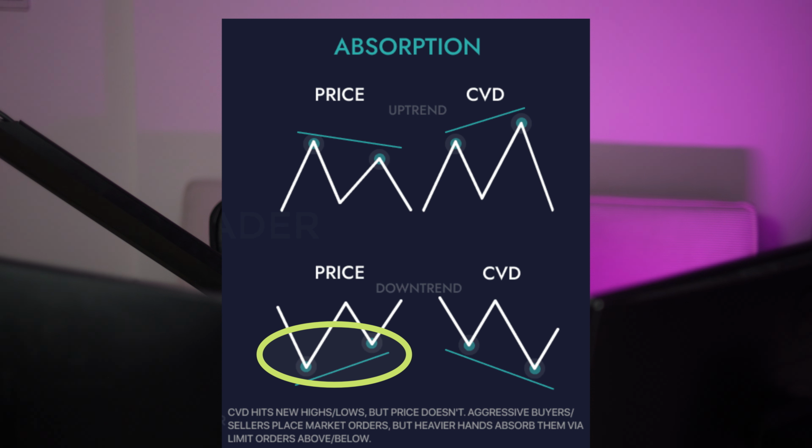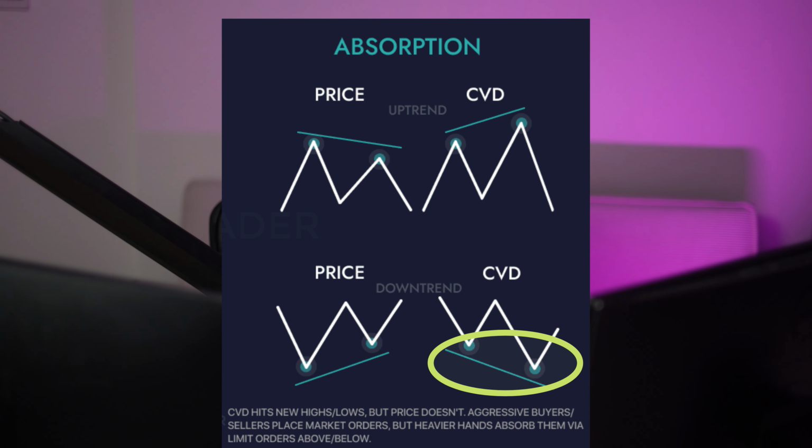However, the CVD makes a lower low. That means there is a passive buyer sitting here absorbing all the CVD pressure, doesn't let price go beyond this low, and then we get a nice move in the opposite direction. That's a heads up, there's absorption here, and we can look to take the market in the opposite direction for a potential long setup.